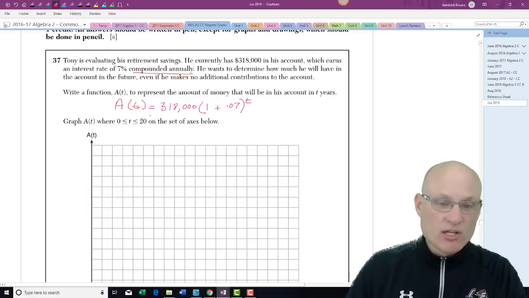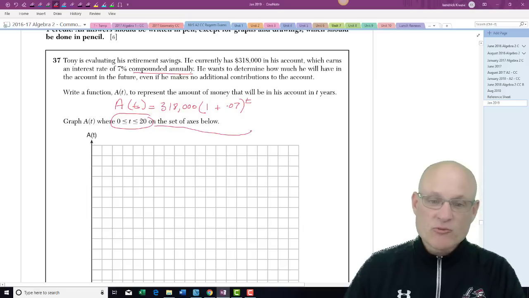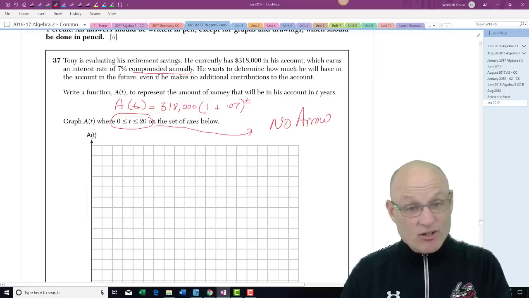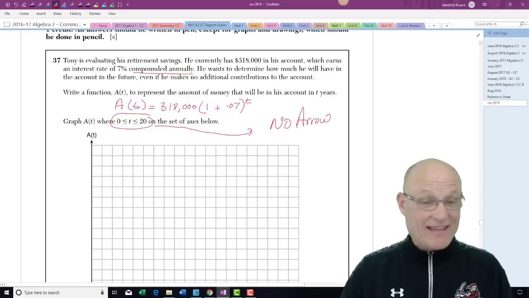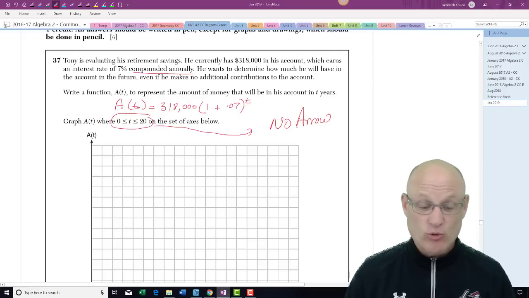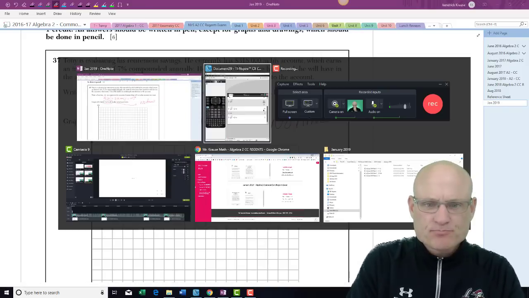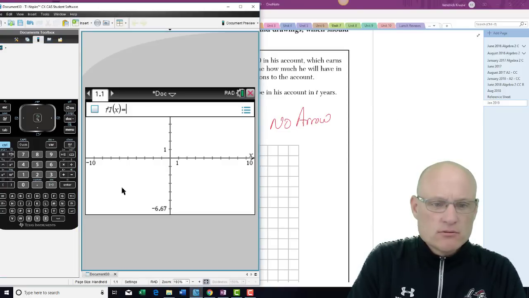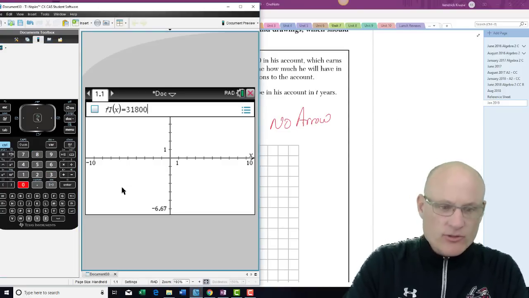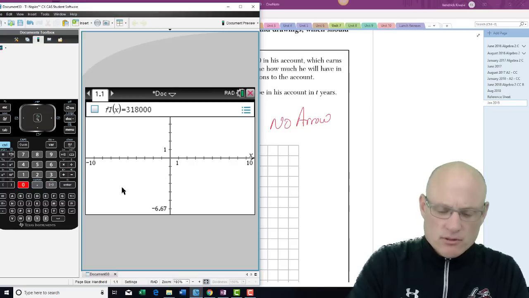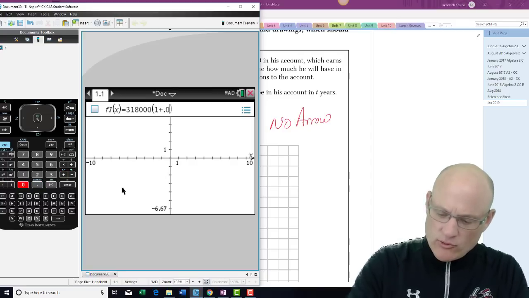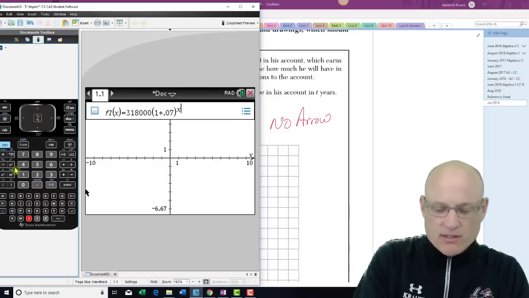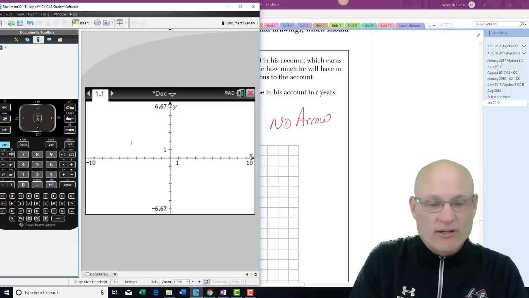Okay. Now, this is a little bit tricky. You know what this means? No arrows. You have to start at 0 and you have to end at 20. If you go past that, you lose a point for stupidity. Don't do that. So we're going to graph this thing. $318,000 times 1 plus 0.07 raised to the x. You got to raise it to the x. Even though we got t here, we got to raise it to the x.